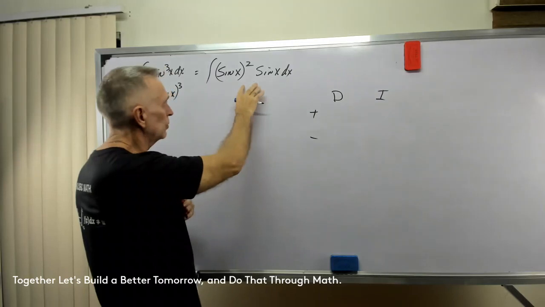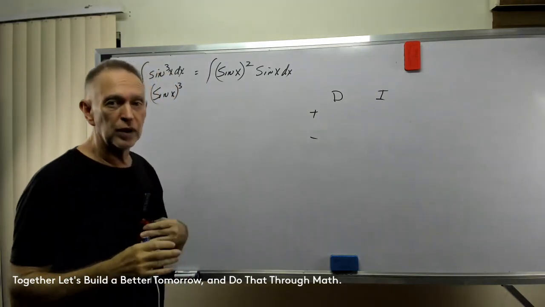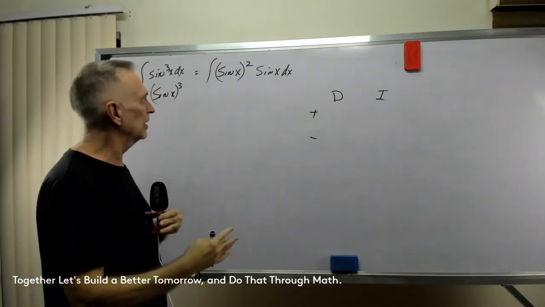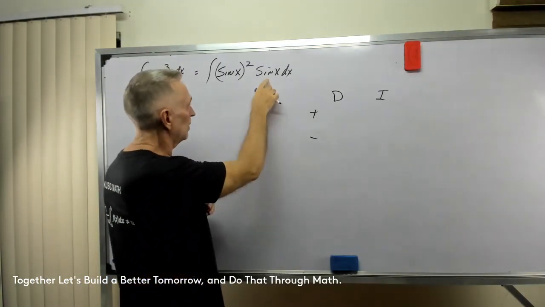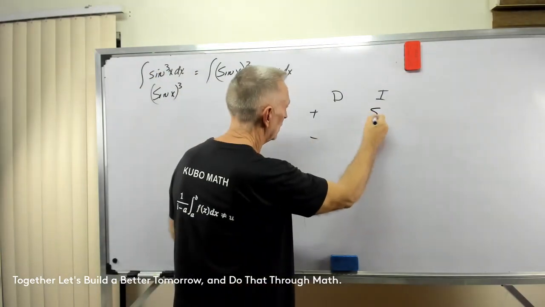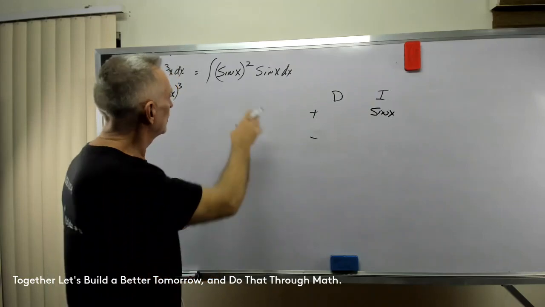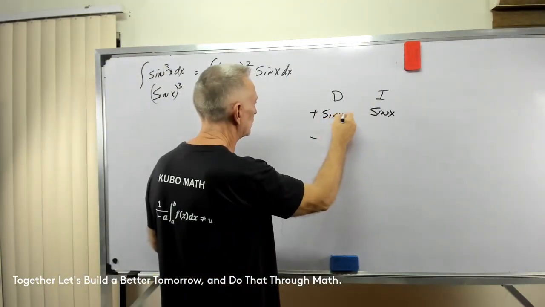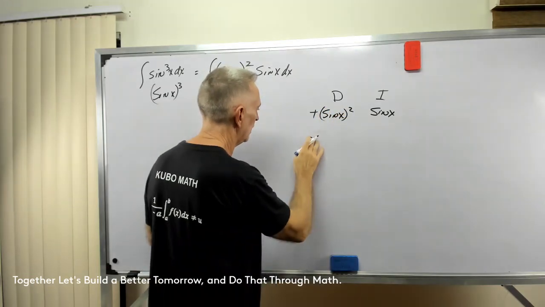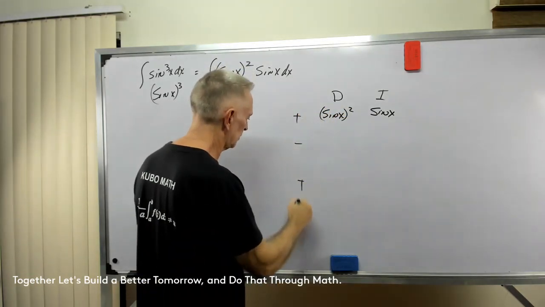But look at your function here and ask yourself, which one can I integrate easily? Well, in this case, you could integrate both of them, but obviously sine x would be the easiest one to integrate. So now put the other one. So now I have sine x squared, and you'll write plus, minus, plus, minus.